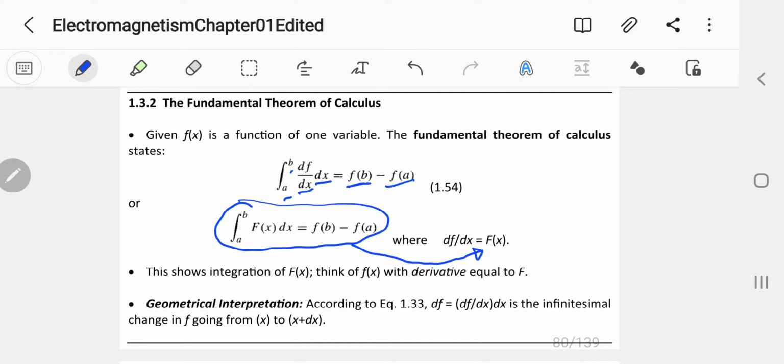So here, as the geometrical interpretation, according to equation 1.33, which we have gone through before, df is just equal to df over dx times dx, and you can just cancel that one, so that's just equal to df. So that is the infinitesimal change in f going from x to x plus dx.